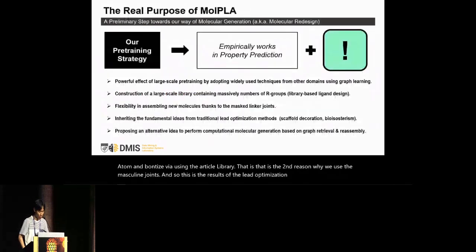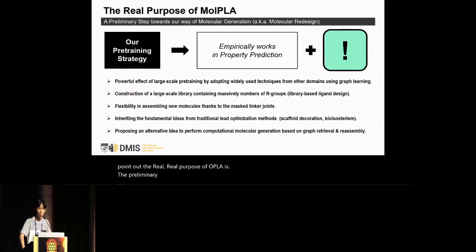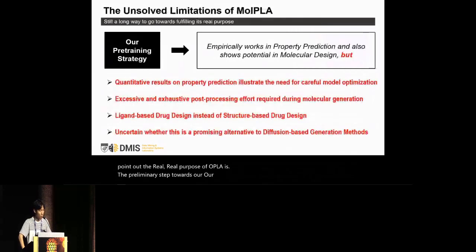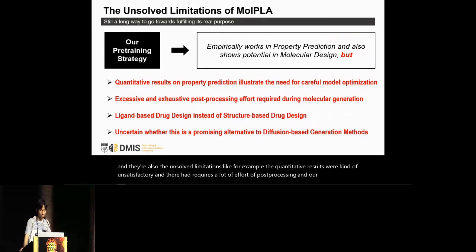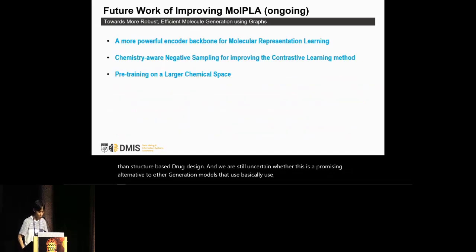And lastly, I would like to point out that the real purpose of MolPLA is as a preliminary step towards molecular generation. And there are also unsolved limitations, for example, the quantitative results were kind of unsatisfactory, and it requires a lot of post-processing effort. And our R group retrieval framework is more related to ligand-based drug design rather than structure-based drug design. And we are still uncertain whether this is a promising alternative to other generation models that use diffusion. And for future work, we are planning to do this.